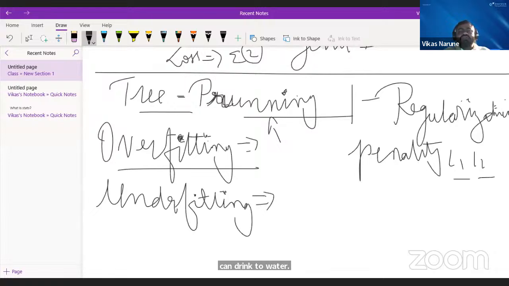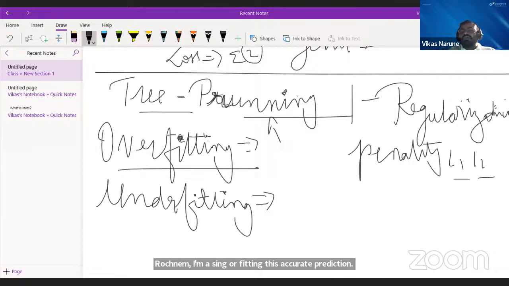All right, guys. So we have one answer. Roshni ma'am is saying overfitting means accurate prediction. Not exactly, ma'am. Not in this way. You are close. You just missed by an inch, guys.